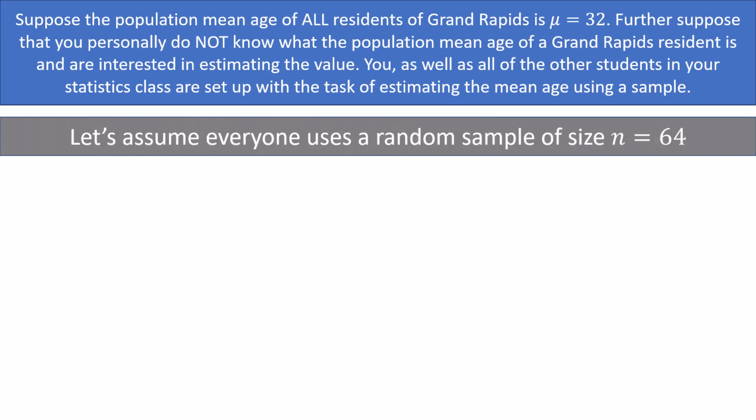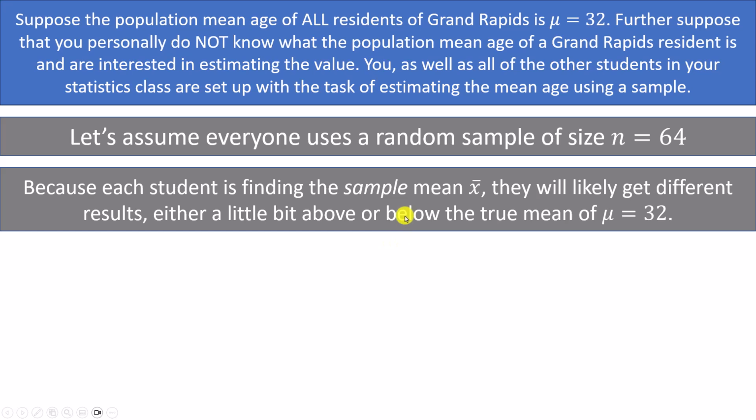Let's assume that everyone in your class uses a random sample of size n equals 64. So each student finds 64 random Grand Rapids residents and asks them their age, and then finds the average or mean based on those 64 individuals. Because each student is only finding the sample mean, x bar, they're likely going to get a different result, either a little bit higher or lower than that true mean of mu equals 32.